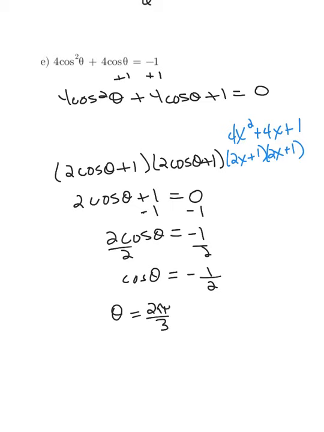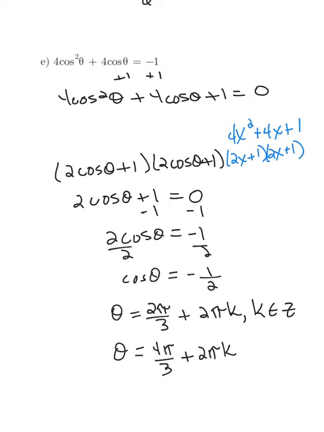In order to get back to quadrant 2, we have to make a full lap around. So we do plus 2 pi k, with k an element of the integers. And then the place in quadrant 3 where cosine is negative 1/2 is 4 pi over 3. When your quadrants are side by side, 2 and 3, 1 and 2, that type of thing, you have to do the plus 2 pi k. And so that's the solution for this problem.